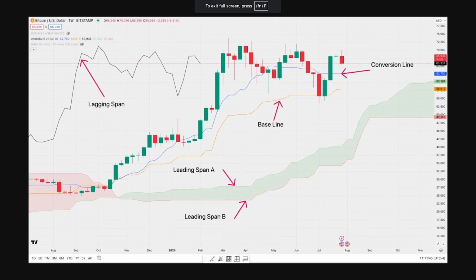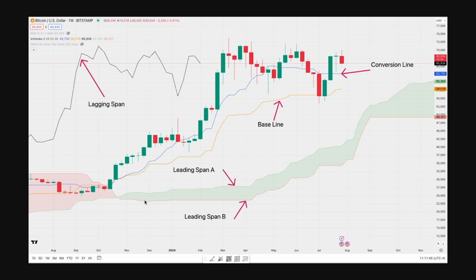Okay, so here we have Bitcoin on a chart, and right now we are looking at all of the different lines and indicators on this particular chart, and then we're going to break it down and talk about each one. But basically, for this presentation, the blue line here, that's called the conversion line. Then the orange line here is called the baseline, and then you've got this black line here that is 26 periods to the left here, and that's called the lagging span. And then down here, you've got leading span A, so that's the top of the green cloud, this line, and then the bottom of the green cloud is the leading span B.